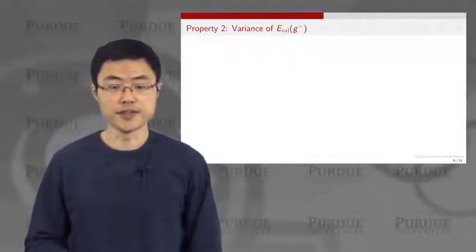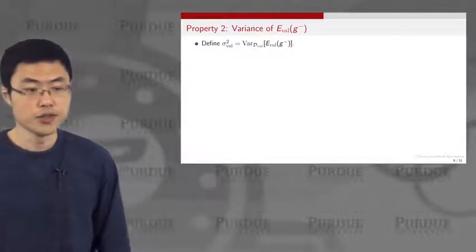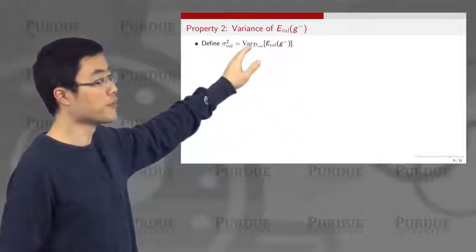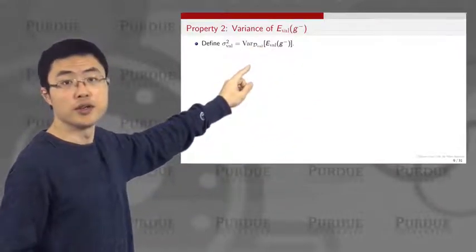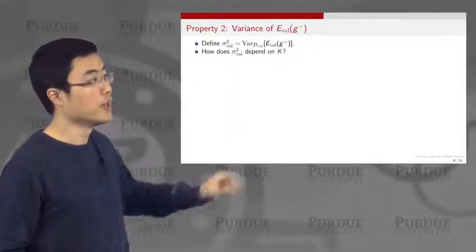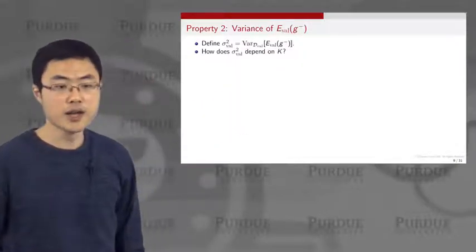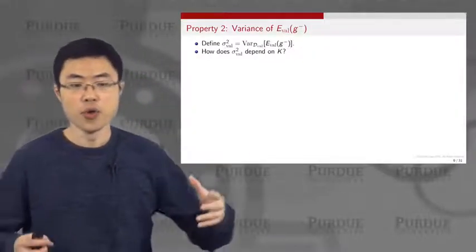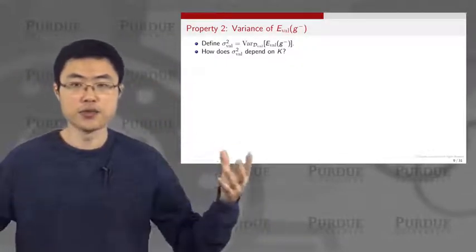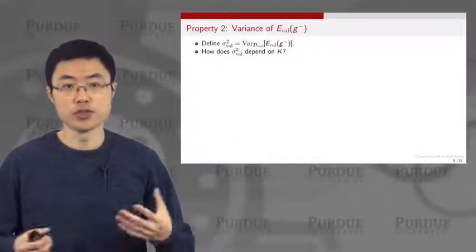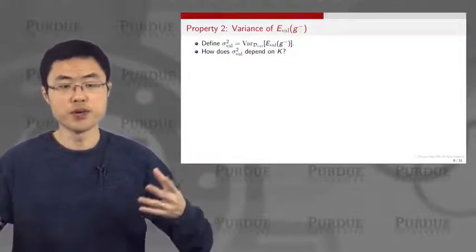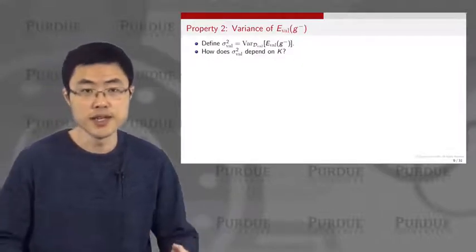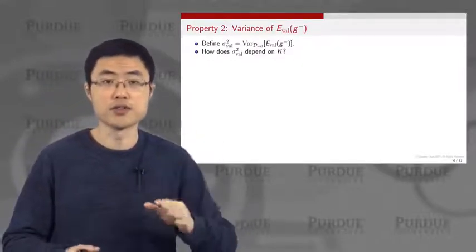Let's now look at the variance of the validation error. We can define the variance of the validation error by just taking the variance with respect to your D. And then, we ask, how does this validation error's variance depend on K? Now, what do we hope? We hope that as K grows, the variance should go down, because when you have more and more samples in your validation set, then the variance should in principle become less and less. There shouldn't be any fluctuation of your validation error.